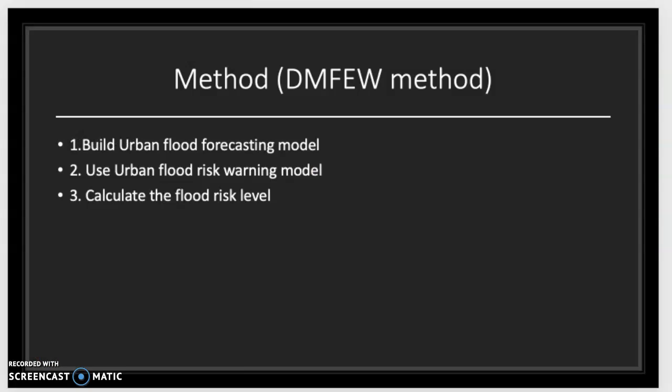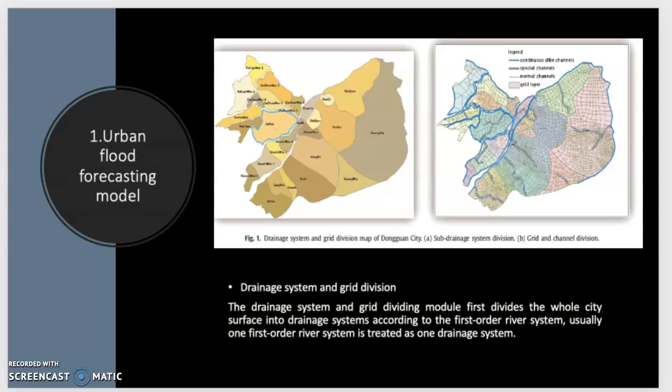This is the method. First, they have 3 steps. First is to build the urban flood forecasting model. Next is to use the urban flood risk warning model. And the next one is to calculate the flood risk level. First is about the urban flood forecasting model.